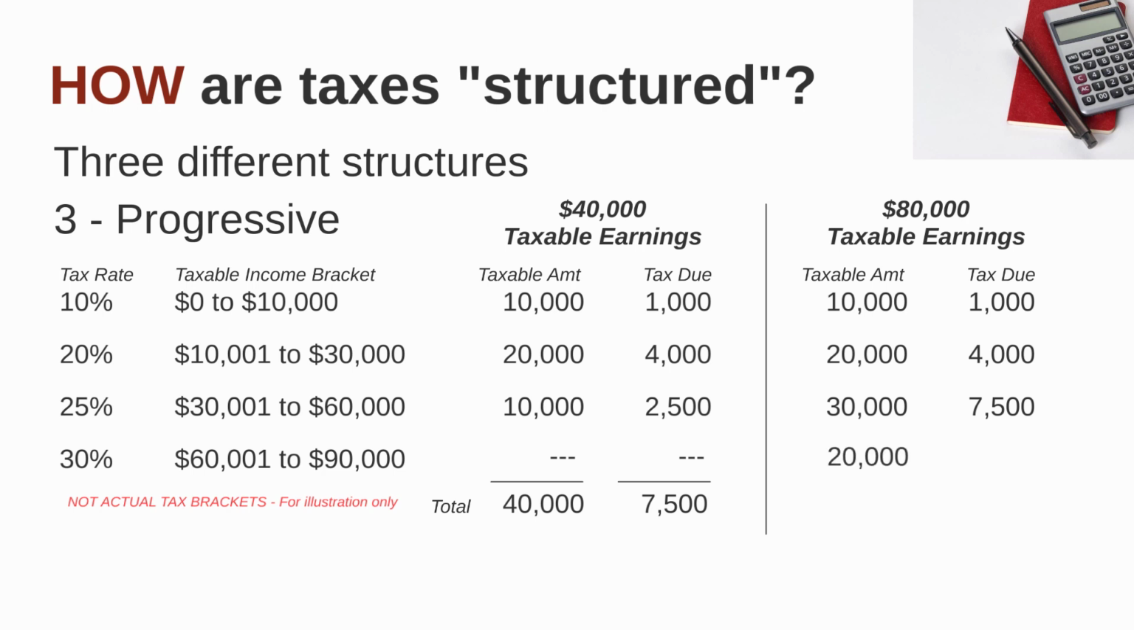And then finally, we've got $20,000 that we still need to tax that'll fall in the top tax bracket that we're looking at right now. So that would be 30%, or $6,000. So for this taxpayer who has $80,000 in taxable earnings, their tax due is going to be $18,500.